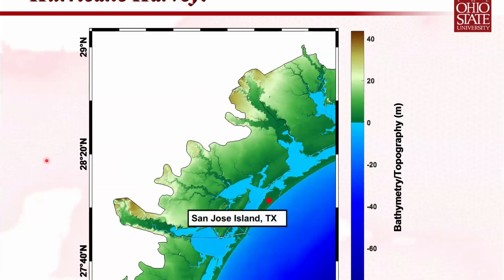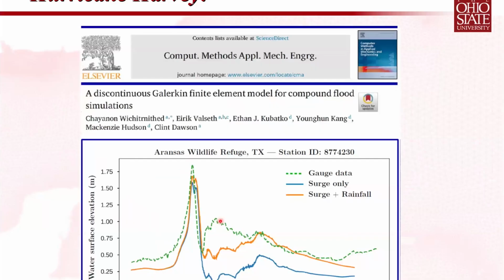It first made landfall on San Jose Island, Texas. Around there, again, there are a number of these NOS, or National Ocean Service, recording stations. In a recent paper, we took our storm surge model and extended it to include the rainfall effects that I mentioned at the beginning. So we're now doing these compound flood simulations. And this, I think, is a nice result, which shows the importance of including rainfall.